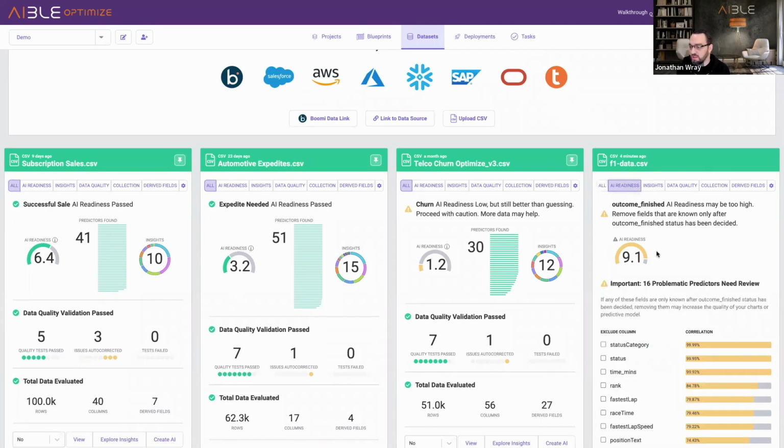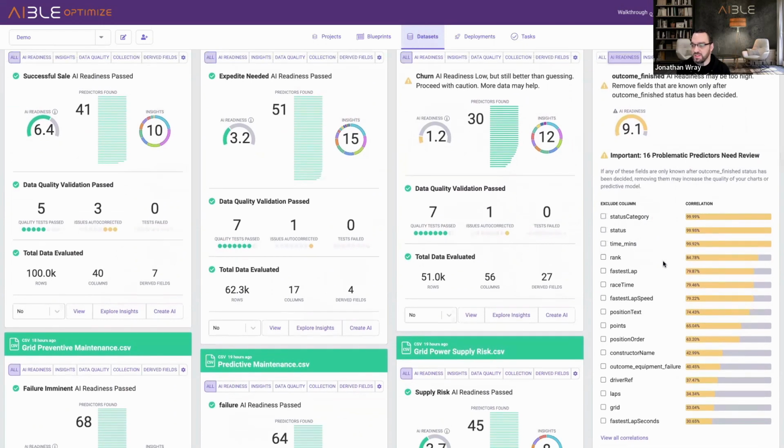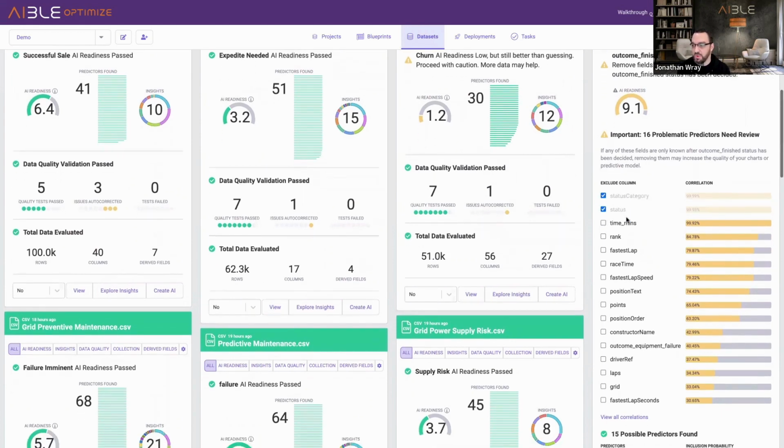What we can see here on the Formula One data set, and why I like it, is because this is true to form to what we typically see with data sets we load into the system. There are features in this data set that know the outcome. The status tells you how that driver finished. And there are a ton of features here that are mathematically related to the outcome and are therefore inappropriate to use in an analysis. But not all of them are bad.